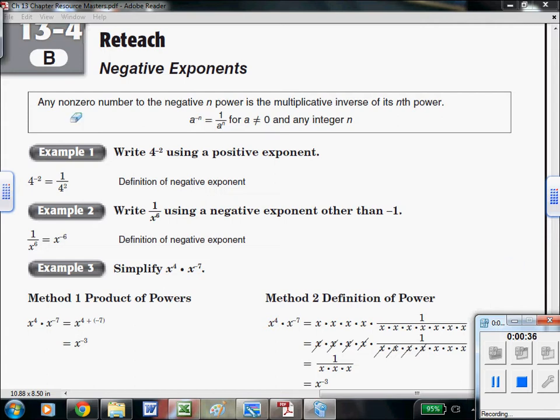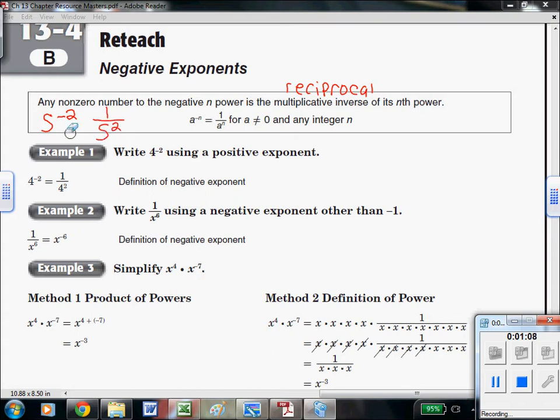If you read what it says at the top, it says any non-zero number to the negative n power is the multiplicative inverse of its nth power. That's a really fancy way of saying 5 to the negative 2 power. The multiplicative inverse of 5 is 1 over 5. In other words, the reciprocal. So when they say multiplicative inverse, they're also saying the reciprocal. So the reciprocal of 5 is 1 over 5, because remember 5 is technically 5 over 1. So that's saying 1 over 5 to the second power.